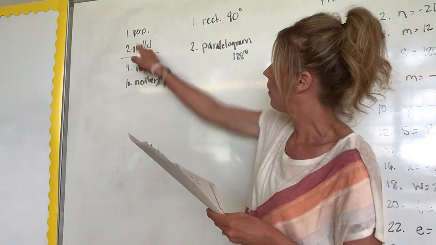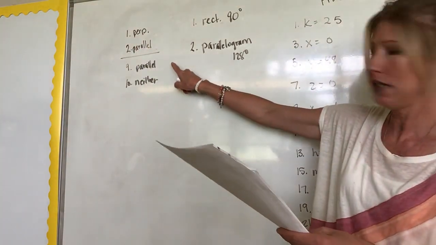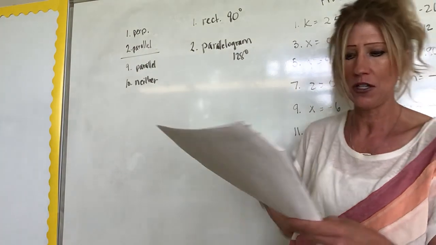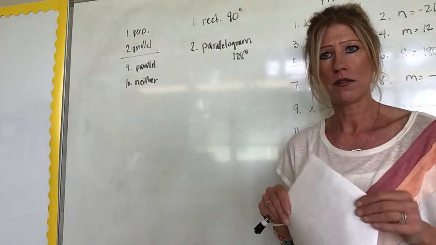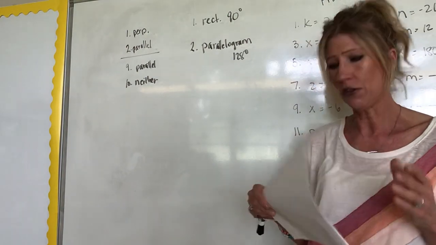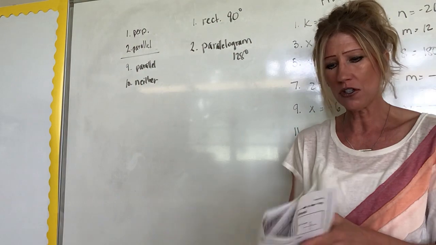Okay, so number 1's perpendicular, number 2's parallel. Then you go down to number 9, you should put parallel, and number 10 you would put neither. Okay, so maybe that'll help you if this isn't ringing a bell or you're a little confused. Okay, so going with those answers. Now, let's turn the page.